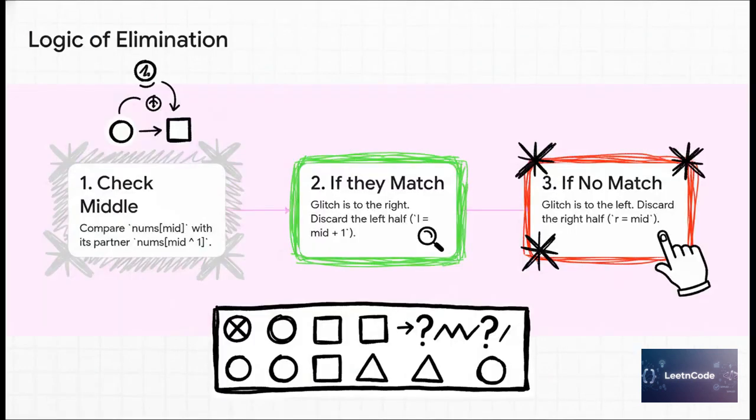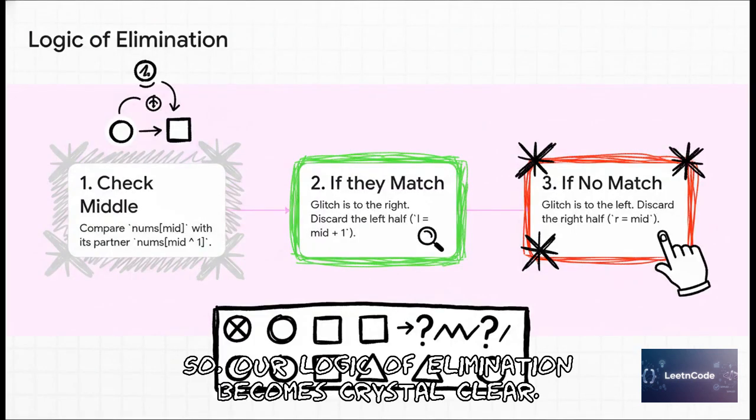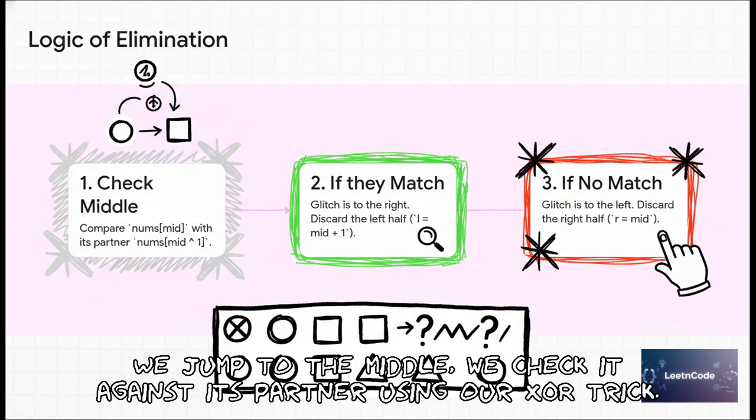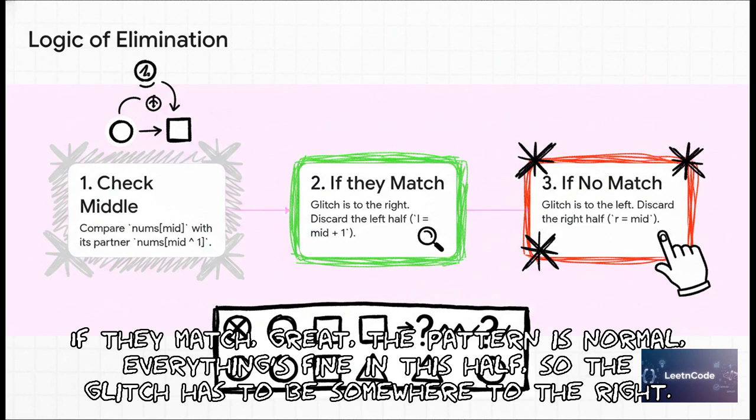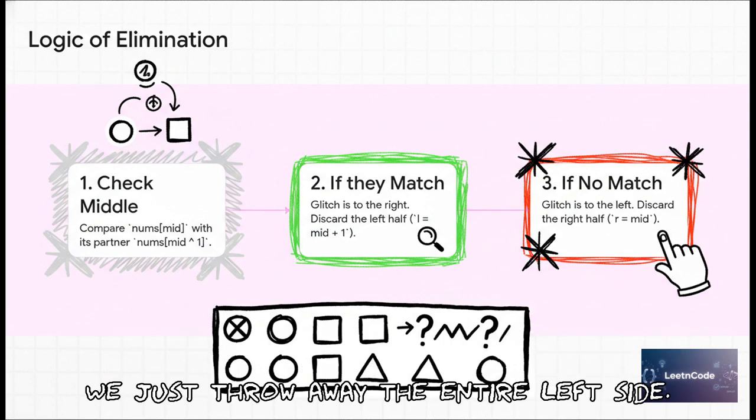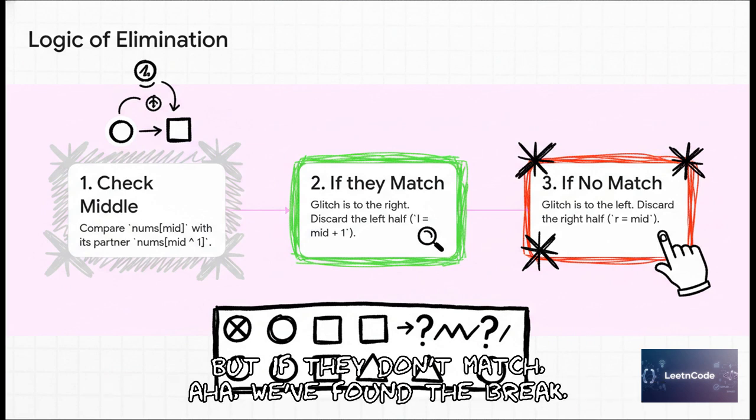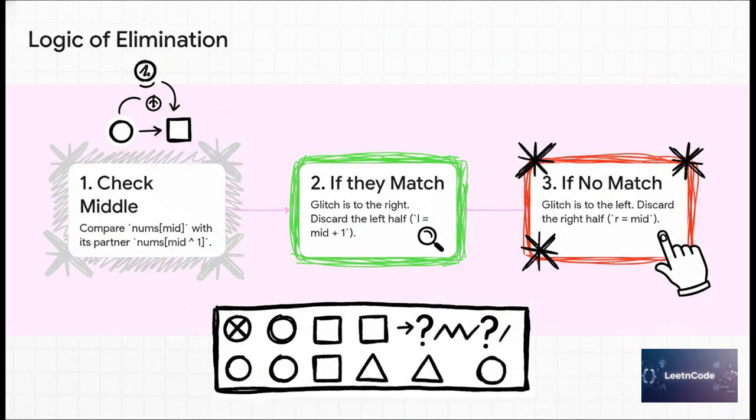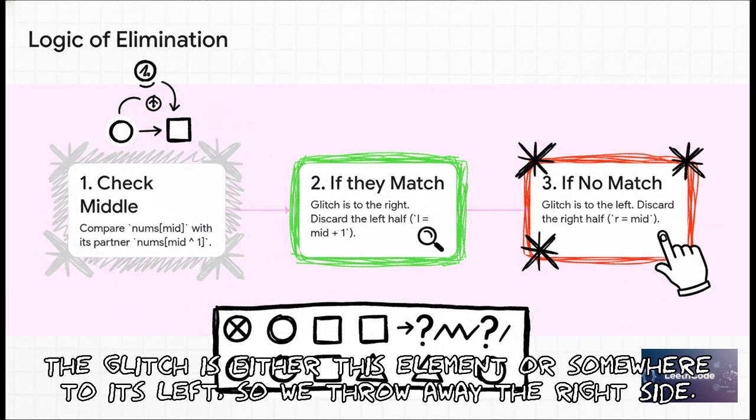Super useful. So our logic of elimination becomes crystal clear. We jump to the middle, we check it against its partner using our XOR trick. If they match, great. The pattern is normal, everything's fine in this half, so the glitch has to be somewhere to the right. We just throw away the entire left side. But if they don't match, aha, we found the break. The glitch is either this element or somewhere to its left, so we throw away the right side.